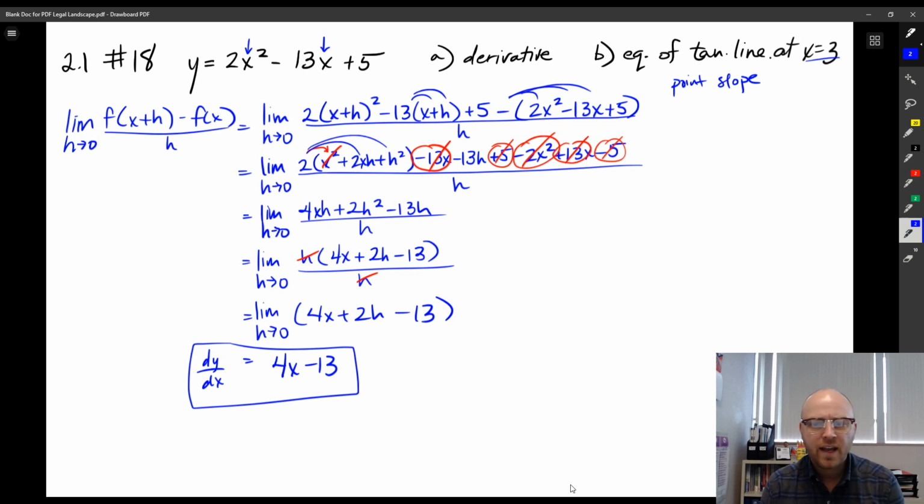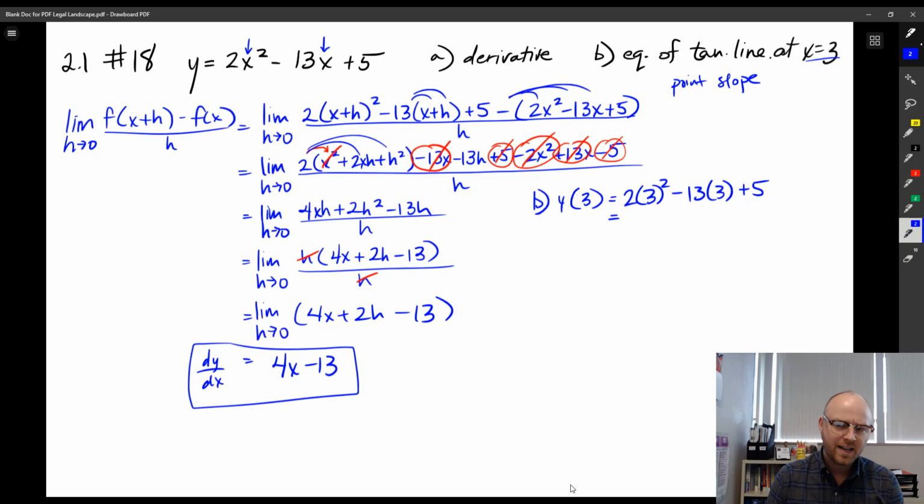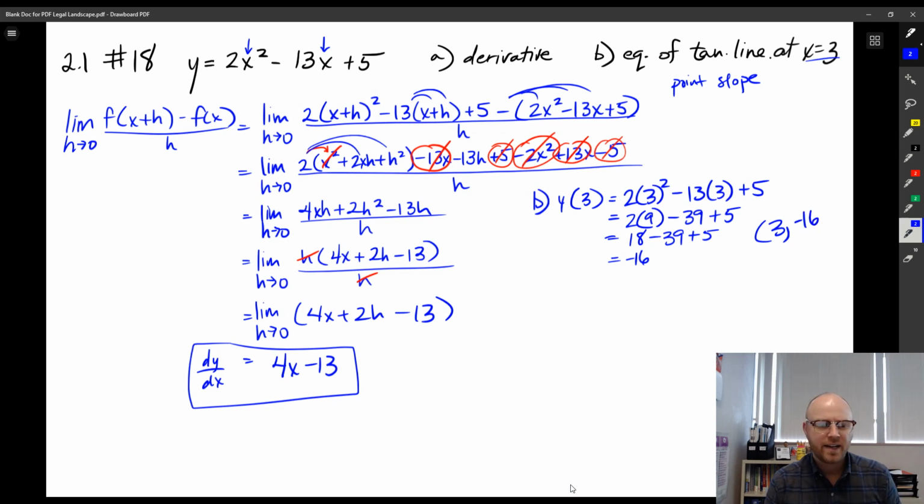Let's come back to the function and plug in a 3. So y of 3 is 2 times 3 squared minus 13 times 3 plus a 5. So that's going to be, well, 2 times 9 is 18. 18 minus, let's see, what, 39? And then plus a 5. And I'm coming up with negative 16 here as my y value. So that's a point of 3 comma negative 16.